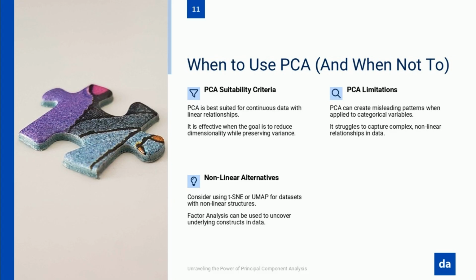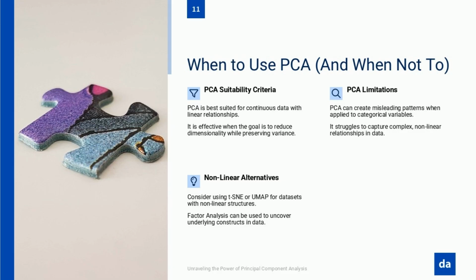The non-linear limitation of PCA is perhaps its most significant blind spot. Many real-world phenomena follow complex, curved relationships that PCA's linear transformations simply cannot capture. Imagine trying to represent a spiral pattern with straight lines. No matter how many lines you use, you'll always miss the fundamental structure. This is where alternative techniques come into play.